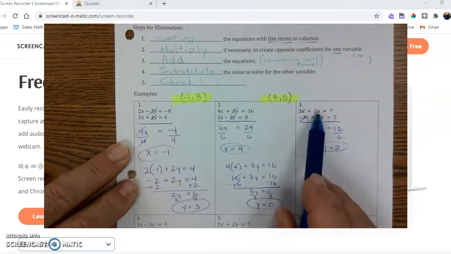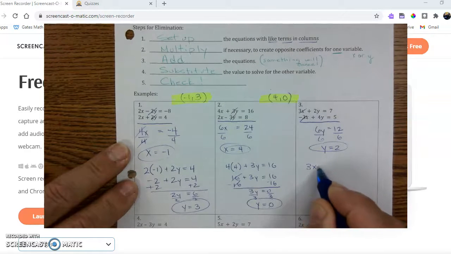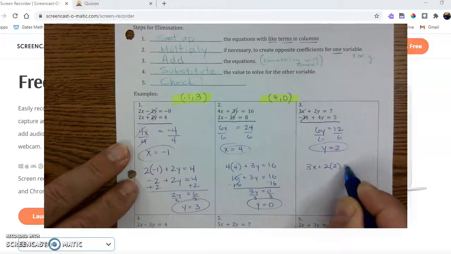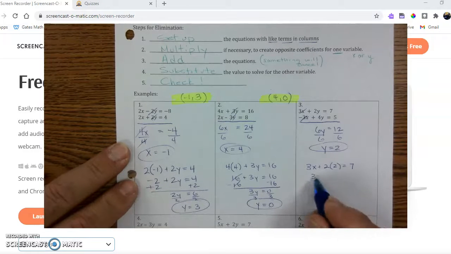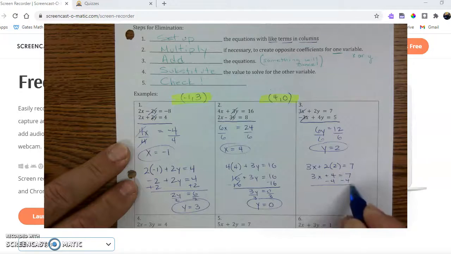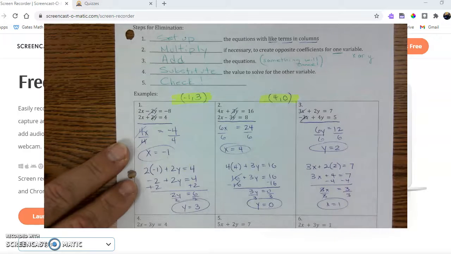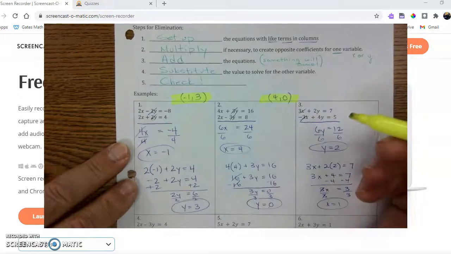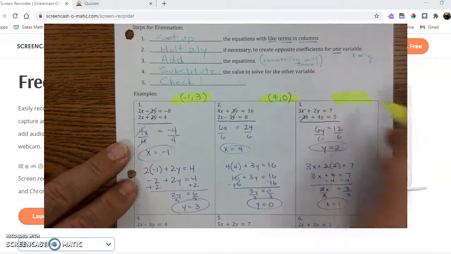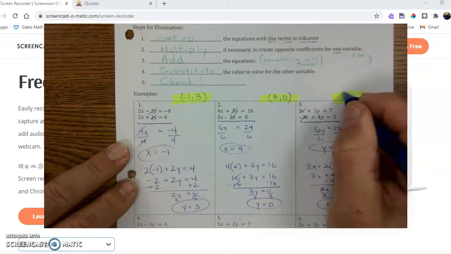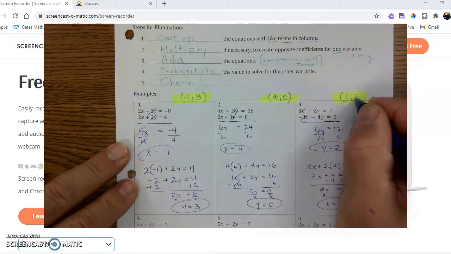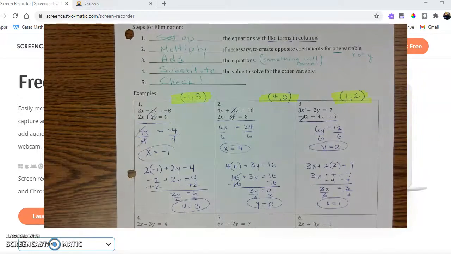Now I'm going to put 2 into the first equation. X plus 2 times 2 equals 7. 3x plus 4 equals 7. Subtract 4. 3x equals 3. X equals 1. Guys, feel free to pause or slow down the movie, okay? Anytime you want. That's the great thing about having that pause button. Okay? Rewind, whatever you need.